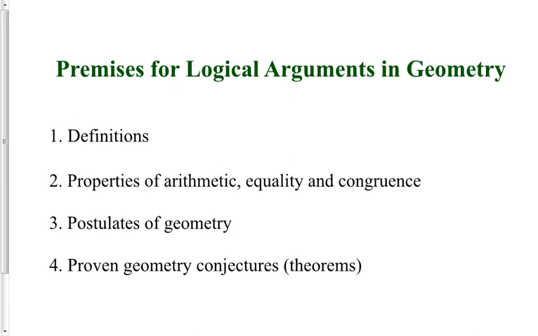Definitions. We have defined a lot of vocabulary terms. Geometry is very much its own language. We will use those definitions to help prove other things to be true. Properties of arithmetic, equality, and congruence. These are the rules of algebra, and I'm going to show you them in a second. Postulates of geometry. Just got done talking about those. Those are the things that are so simple, we just accept them as true without having to prove them. And finally, proven geometry conjectures, or theorems. Once we prove something to be true, we can then use it to prove other things to be true. Okay?